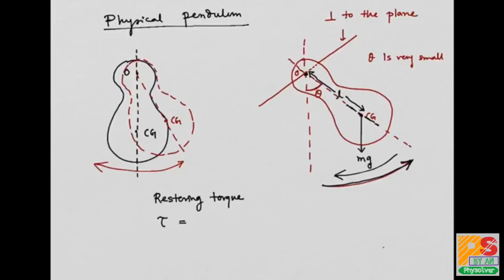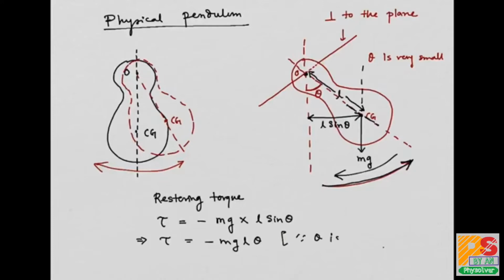So the torque is minus mg into perpendicular distance. Now what is the perpendicular distance? This would be the perpendicular distance of the line of action of mg from O. This perpendicular distance is very easy to calculate. It will be L sine theta. So torque will be minus mg L sine theta. Now I consider that theta to be very small, therefore I can write tau equals minus mgL theta, since theta is very small.